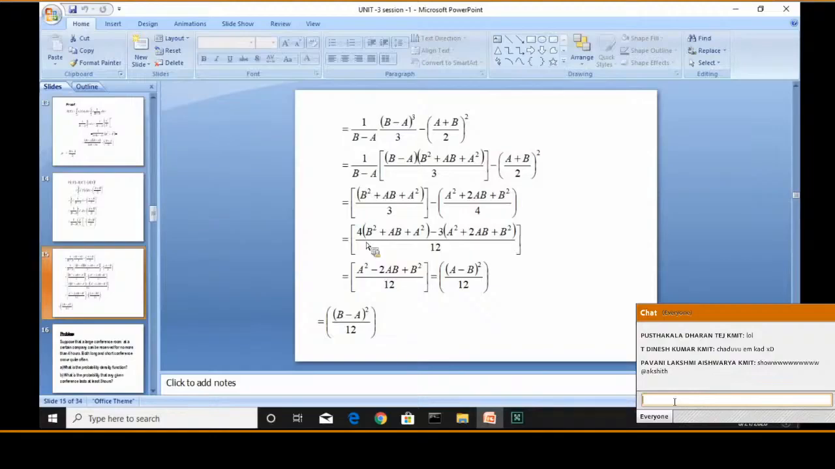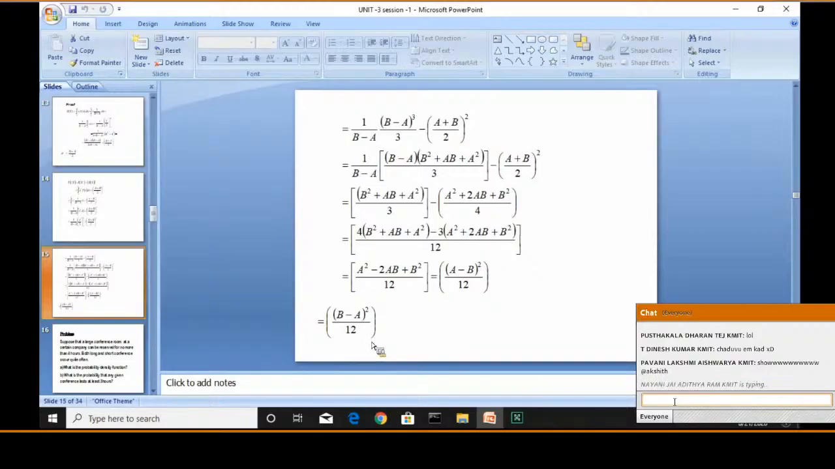You expand it. 4b square is there, here 3b square is there. Then 4ab is there, here minus 6ab is there. Here 4a square is there, here minus 3a square is there. So we got a square minus 2ab plus b square by 12. That we can write as a minus b whole square by 12. Because of the square sign, I can rewrite it as b minus a whole square by 12.